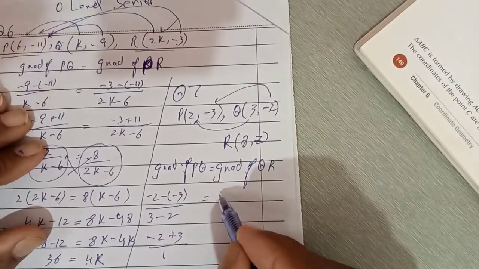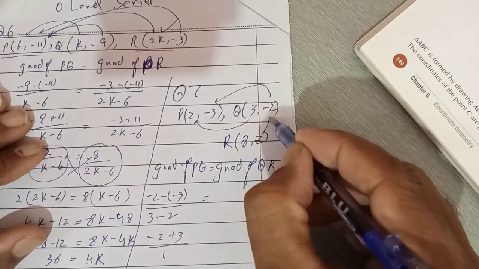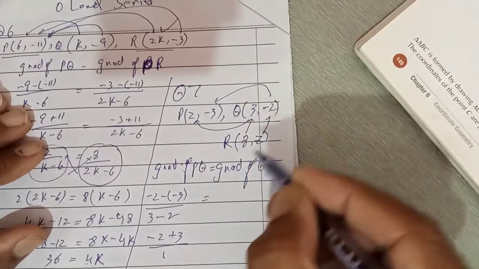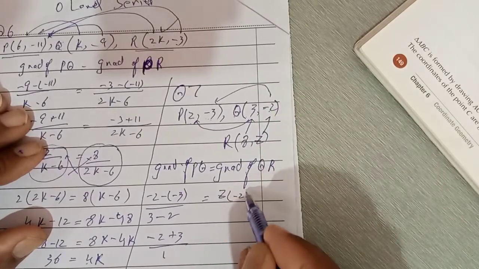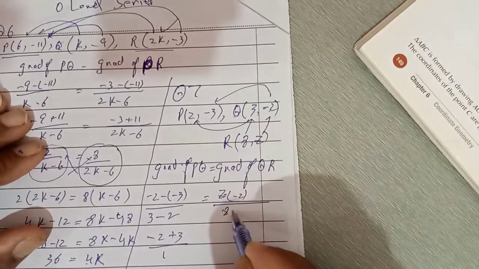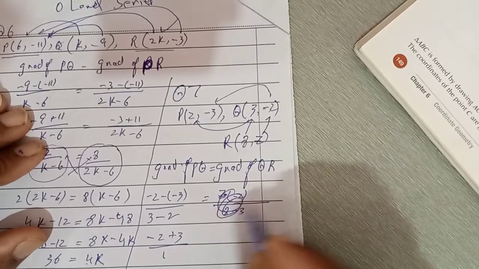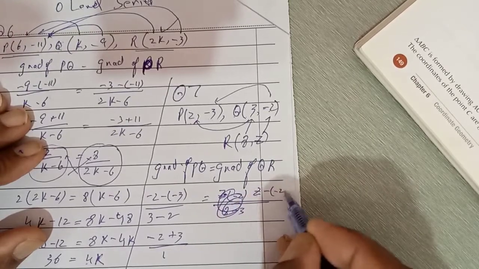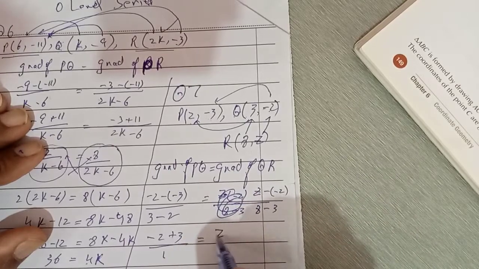Now over here, I will find the gradient of QR. So y2 minus y1 over x2 minus x1. First z minus minus 2, over 8 minus 3. If I write it again, z minus minus 2 over 8 minus 3. Minus minus is plus, so z plus 2, and 8 minus 3 is 5.